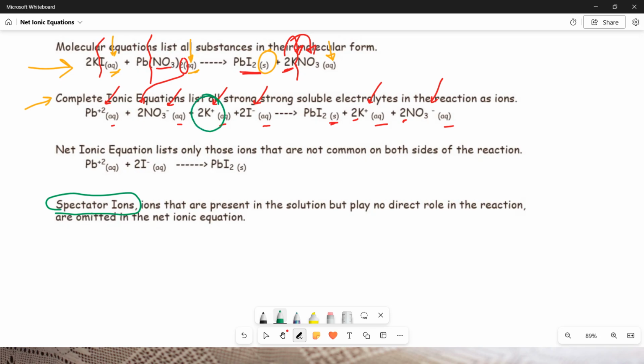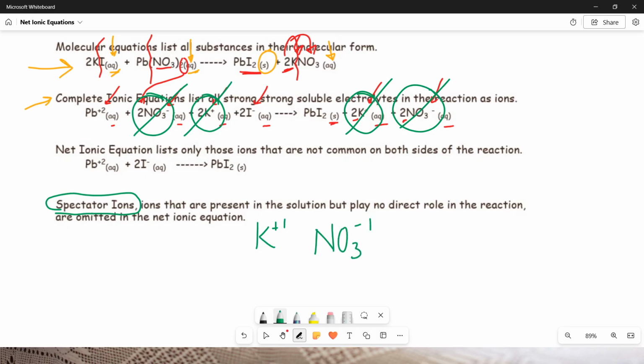So here you see I have 2 potassium ions, 2 potassium ions. So those are going to fall out of the equation. I have 2 nitrate polyatomic ions, and those are going to fall out. So my spectators in this reaction are potassium ion and nitrate polyatomic ion. Whatever's remaining is what is written in the net ionic equation. And that is how we write a net ionic equation.